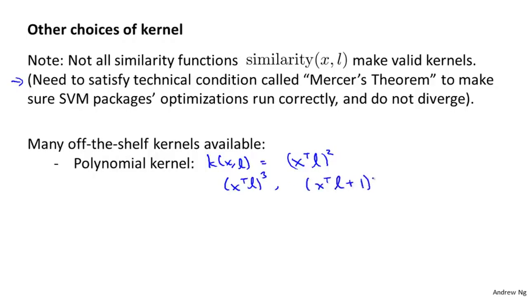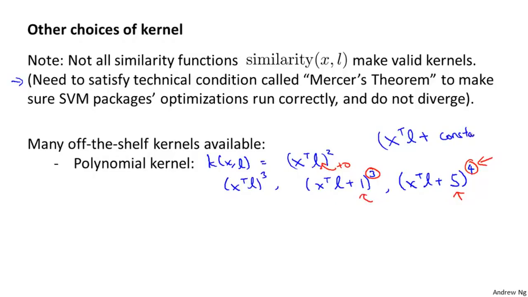x transpose L plus 1 cubed, x transpose L plus maybe a number different than 1, like 5, and then to the power of 4. And so the polynomial kernel actually has two parameters. One is what number do you add over here? It could be 0. That is, x transpose L plus 0 over there, as well as what's the degree of the polynomial. So the degree, the power, and this number. So the more general form of the polynomial kernel is x transpose L plus some constant, and then to some degree in the exponent. And so both of these are parameters for the polynomial kernel.